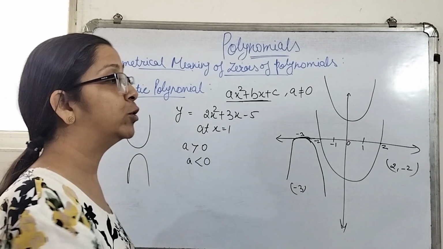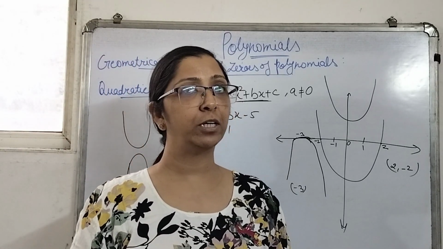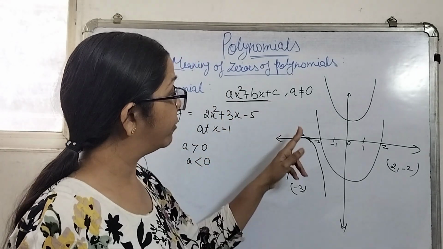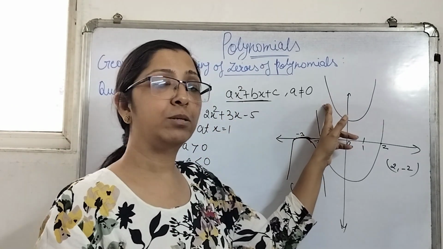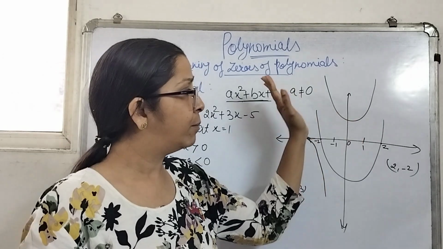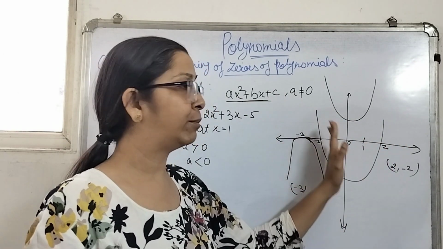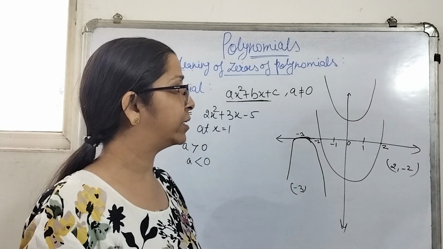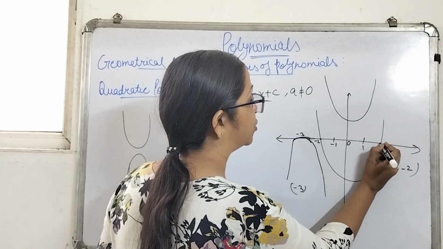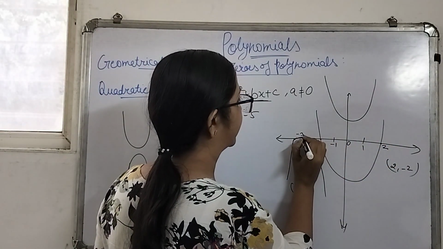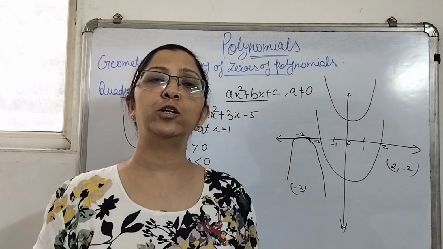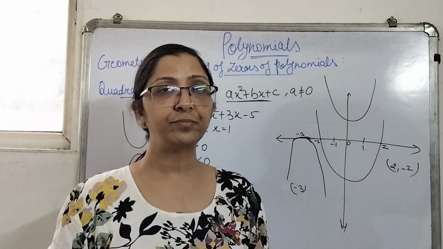And a quadratic polynomial could have a maximum of two zeros. It could have one also. It is even possible that it does not have any zero. By simply seeing the graph, we will come to know how many zeros there are, and the point at which it is intersecting the x-axis will give us the value of the zero also.